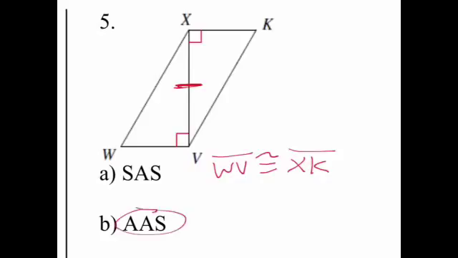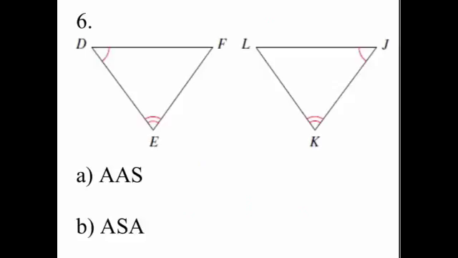And if we want angle, angle, side, we already have an angle and then a side. We need the previous angle, these outside angles, to be congruent. That's angle W congruent to angle K.